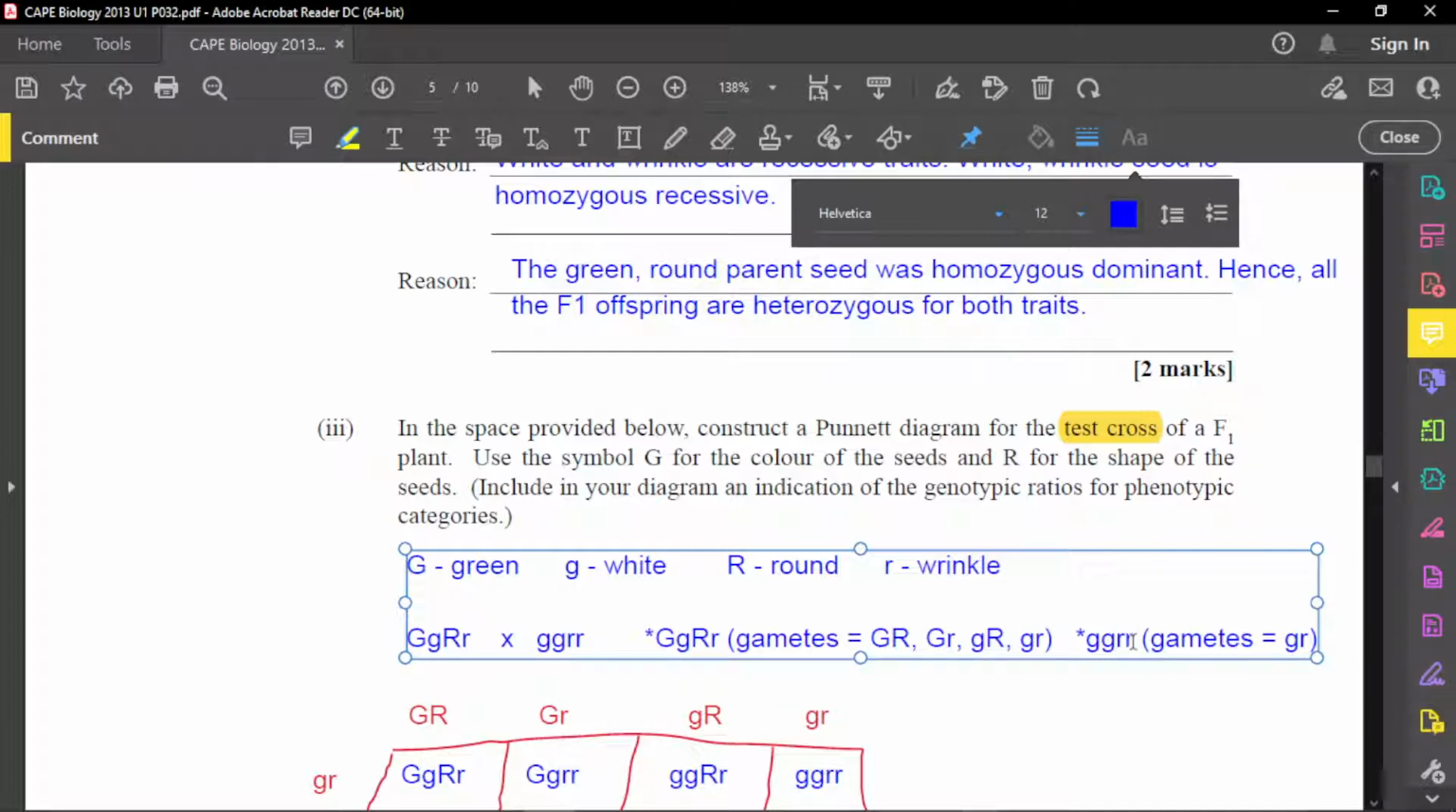Now, for the homozygous recessive, all the gametes must be small g, small r, because that's the only possibility you have. There's no other possibility.